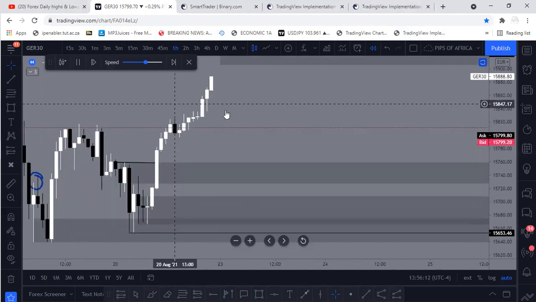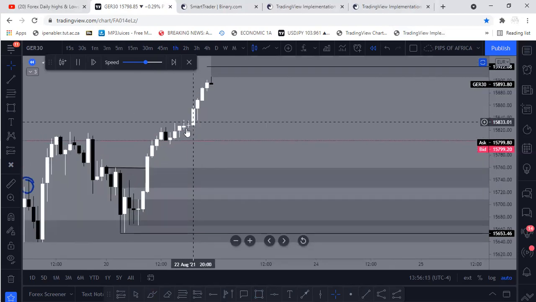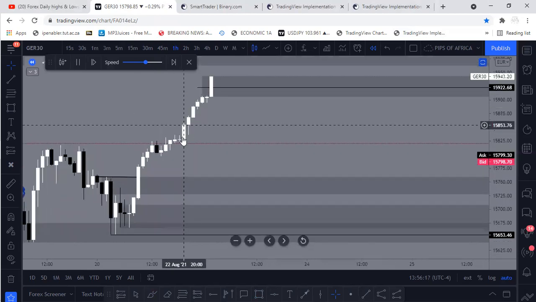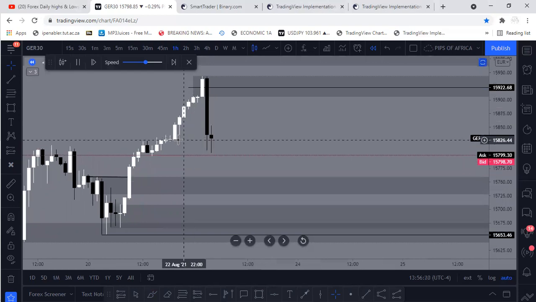So the market didn't come back here. We also mark this one too. Smaller candlestick, then the market might come back on these ones, right?